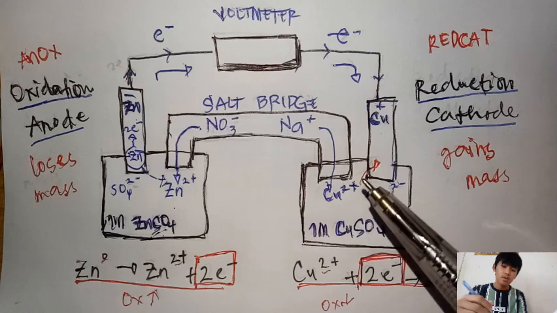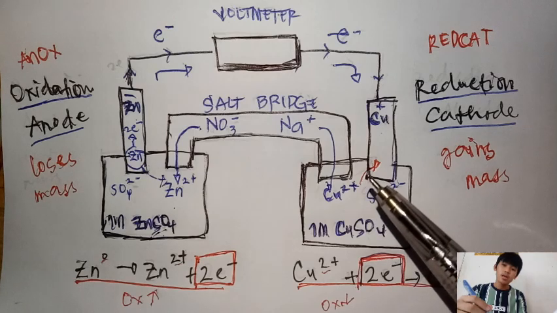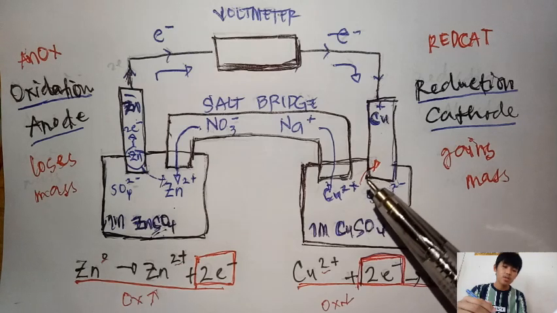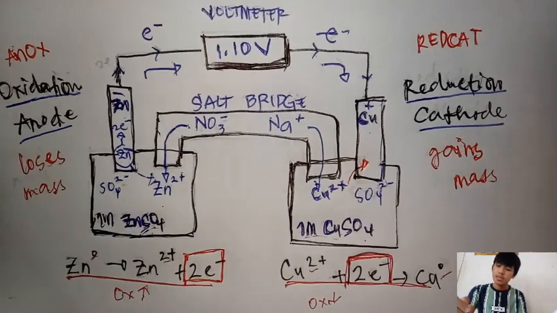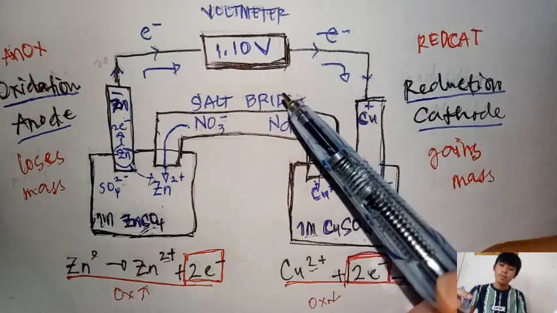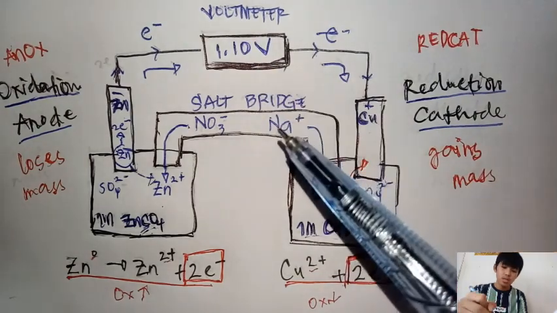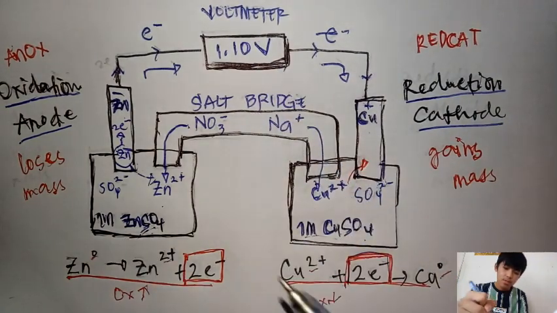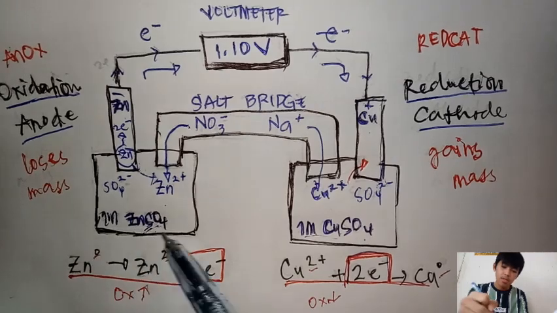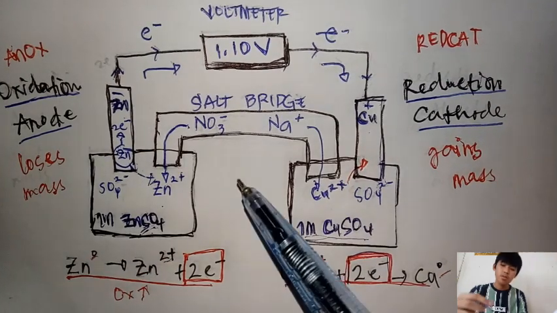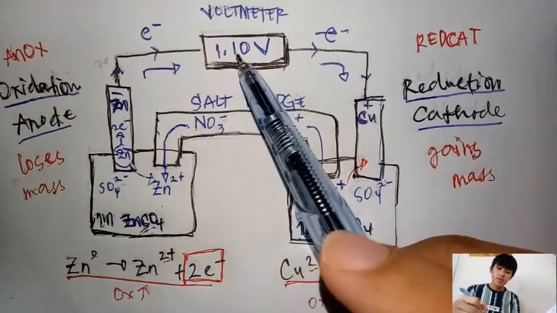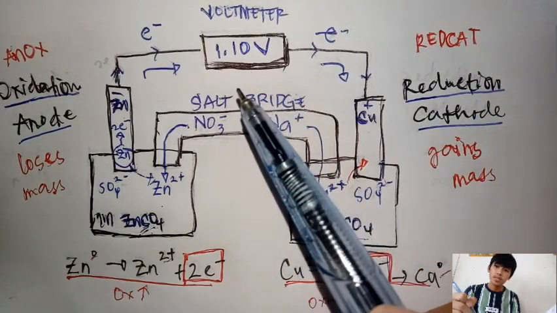It balances the charges between these two half cells, and it is necessary in a galvanic cell because if you remove the salt bridge, electrons will stop moving in the wire. So it brings us to the last component of our galvanic cell. We have the voltmeter. In this particular galvanic cell, we have 1 molar of zinc sulfate and 1 molar of copper sulfate. At 25 degrees Celsius, the initial voltage would be 1.10 volts. That's what will show up in the voltmeter.